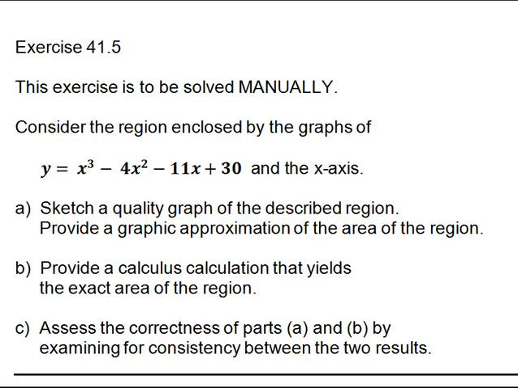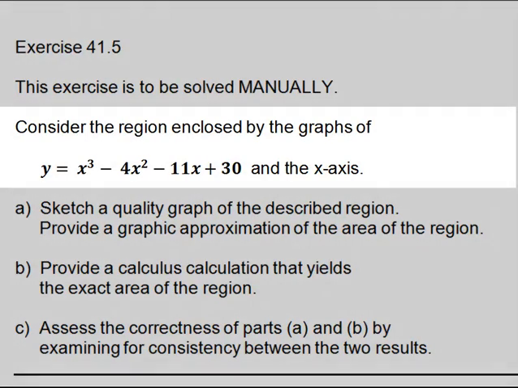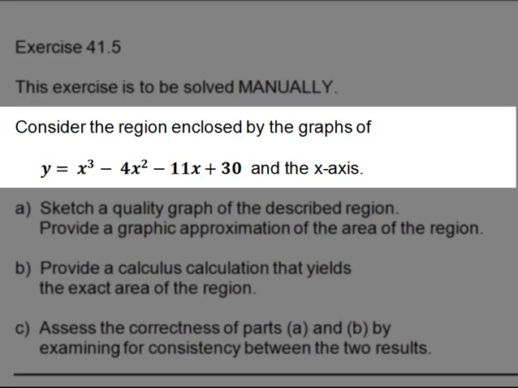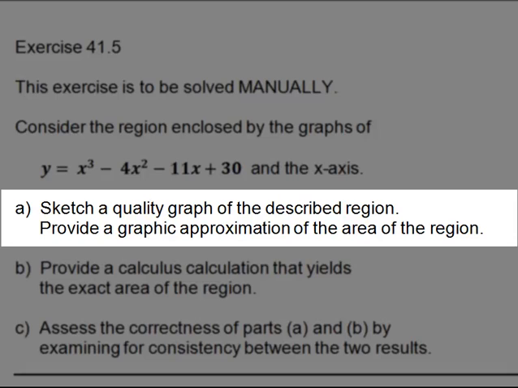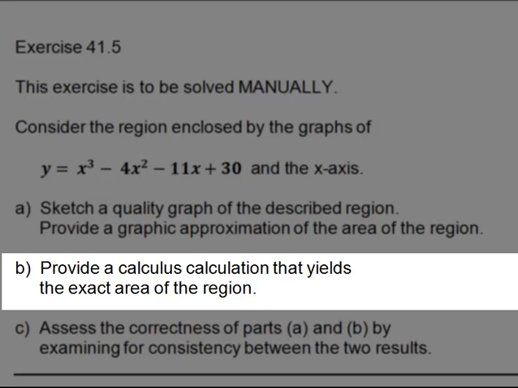Exercise 41.5. This exercise is to be solved manually. Consider the region enclosed by the graphs of y equals x cubed minus 4x squared minus 11x plus 30 and the x-axis. Part A. Sketch a quality graph of the described region. Provide a graphic approximation of the area of the region.